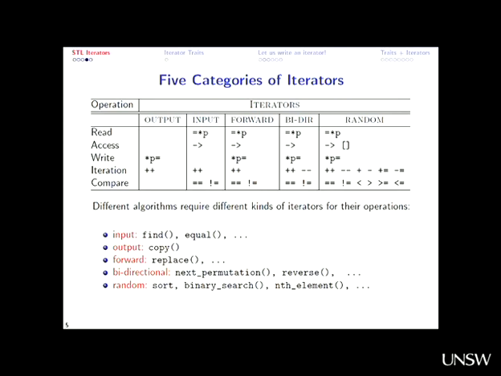Something like sort in particular requires a random access iterator. STL sort requires a random access iterator, which is why you can't do sort on a standard list, because a standard list does not provide random access. That's why the standard list has its own sorting function.